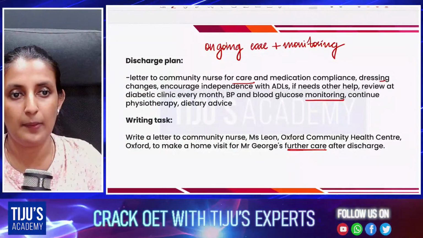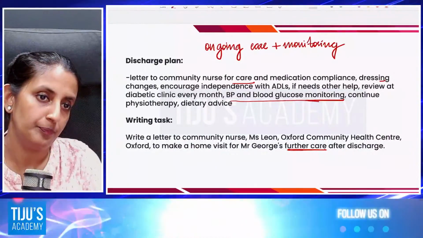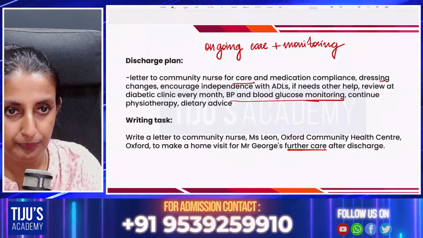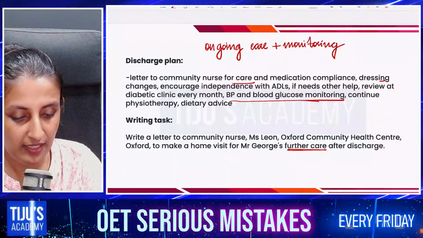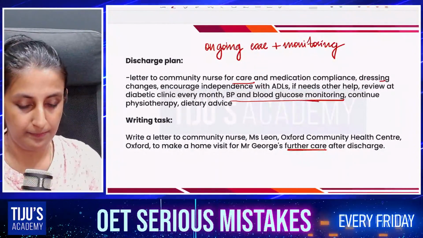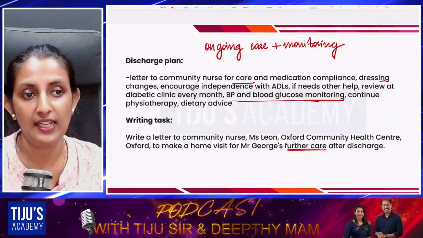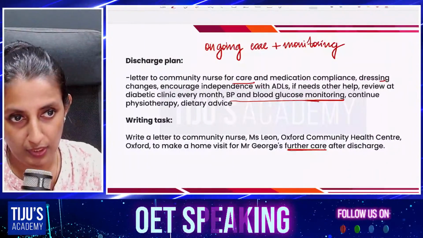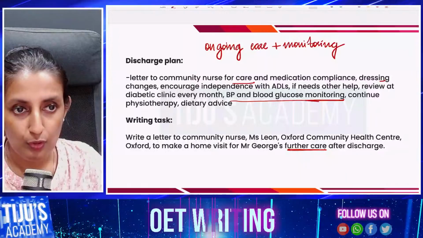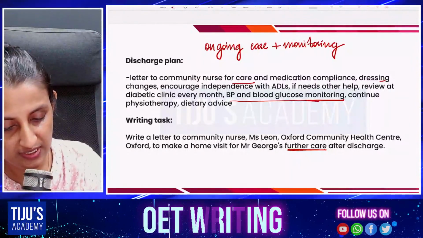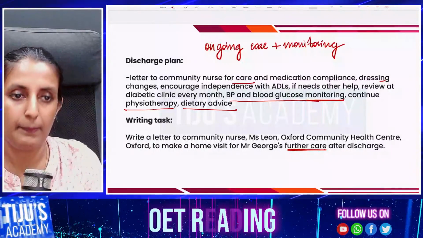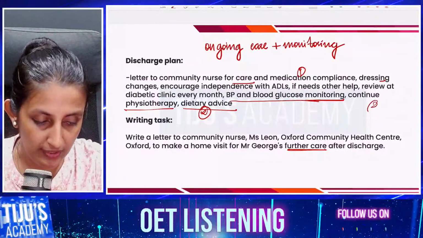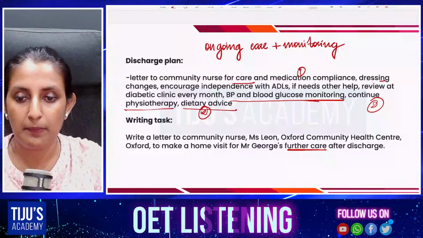And what is the next sentence? Please monitor his BP and glucose. Please monitor his BP and blood glucose level, we can say. And the next point, kindly encourage him to be independent with the ADL. Kindly encourage him to be independent with ADL, we can say. Then, it is important for him to follow medication compliance, dietary advice and physiotherapy. Please monitor his blood pressure and blood sugar level.